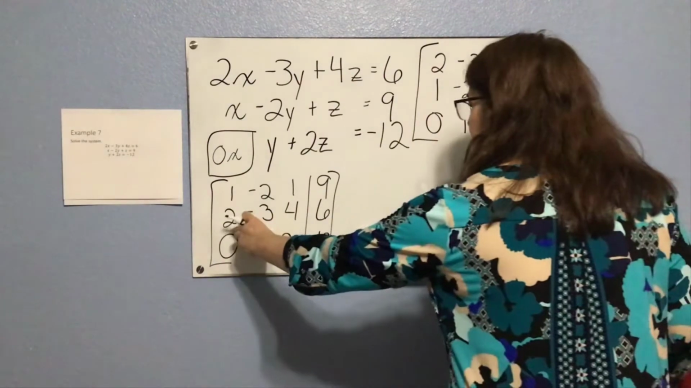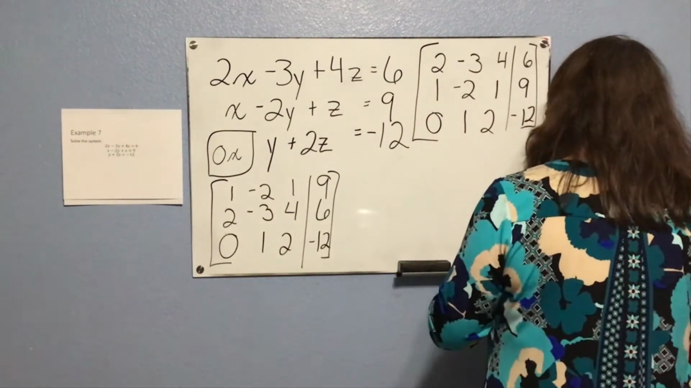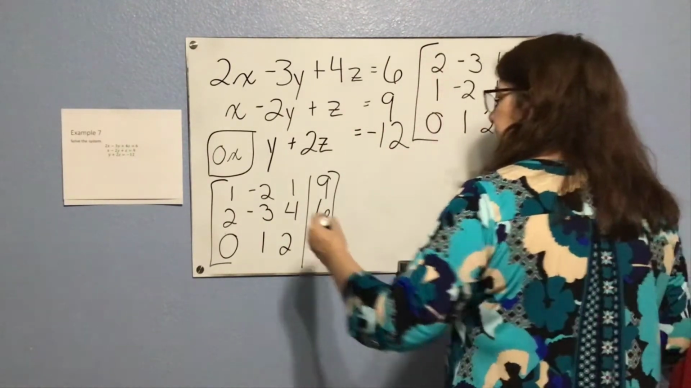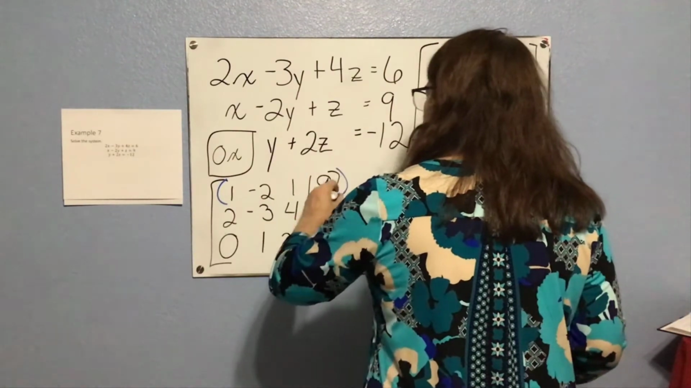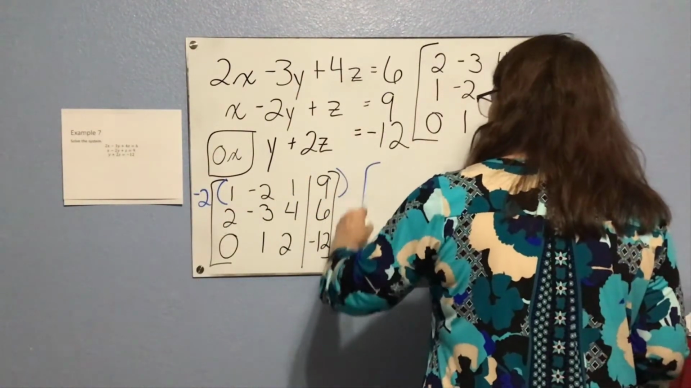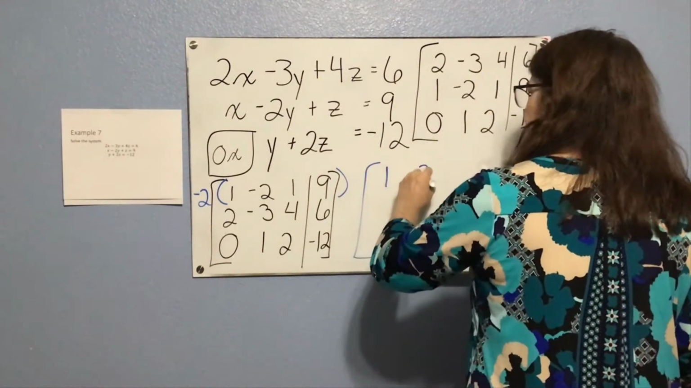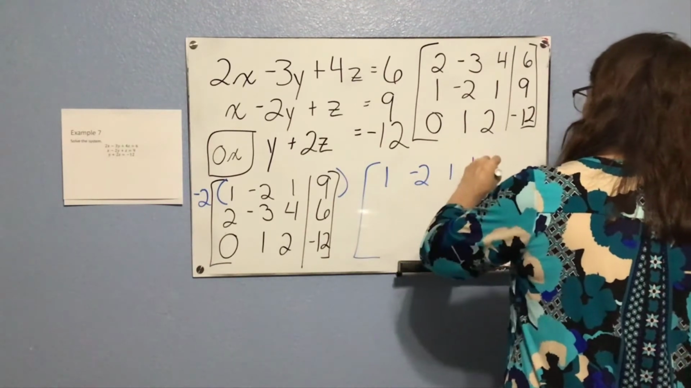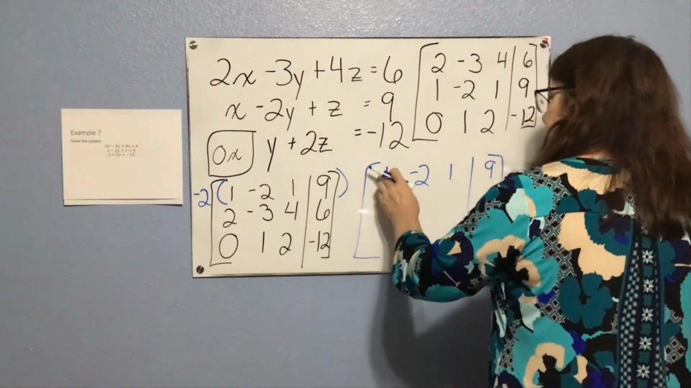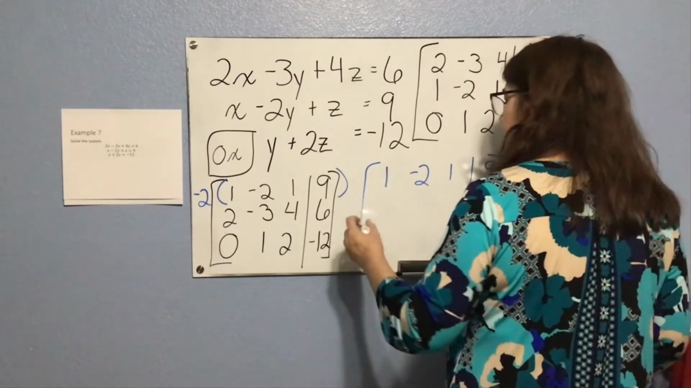My next step is to get rid of this 2, so I'll take negative 2 times the first row and add it to the second row. So I take this row times negative 2. And remember, I don't put that in the first row, I leave the first row the way it is. It's when I double this, or times negative 2, and add it to the second row.